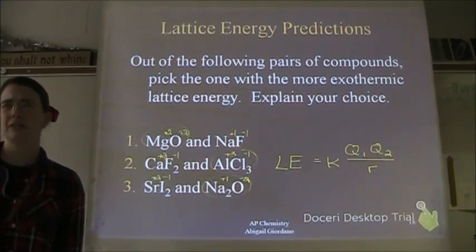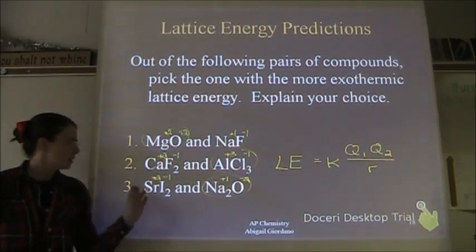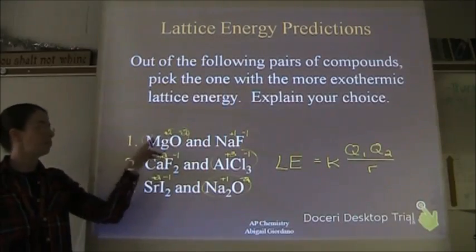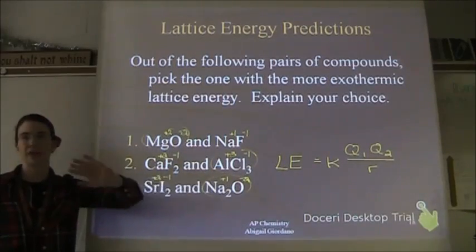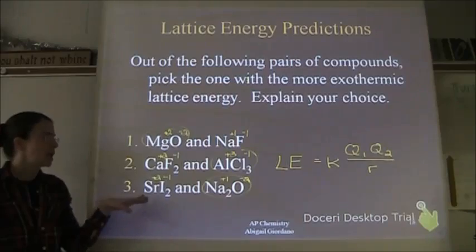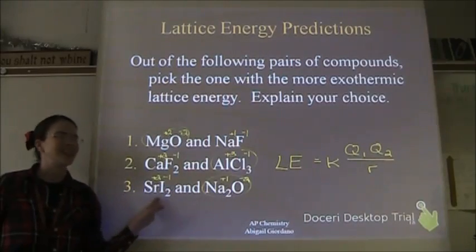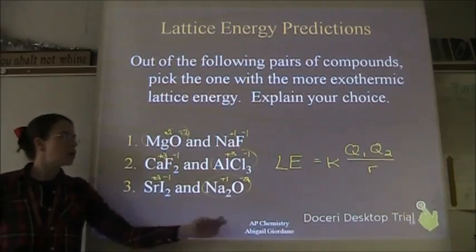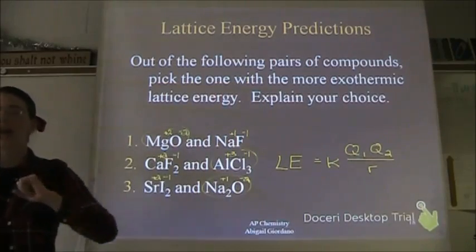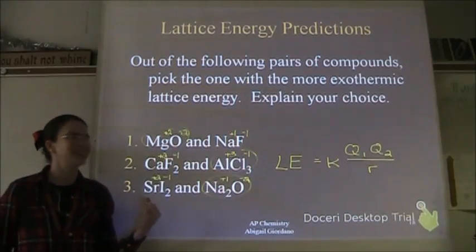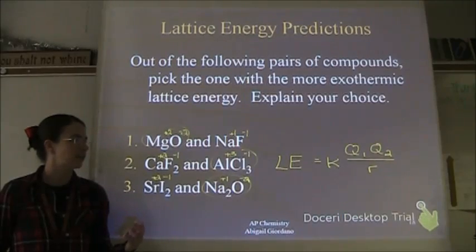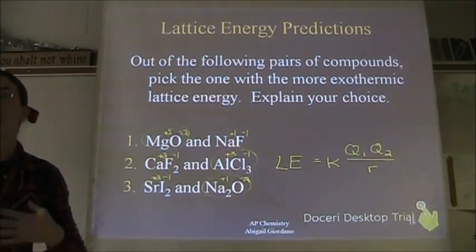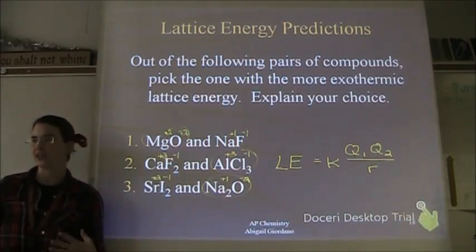Do you want me to say that again? I'll say it again. So numbers 1 and 2, all I had to say was "contain more highly charged ions." That's it. Number 3, although they contain the same charged ions, sodium oxide has a shorter distance between its ions, which will give us a more negative, or a more exothermic, lattice energy.